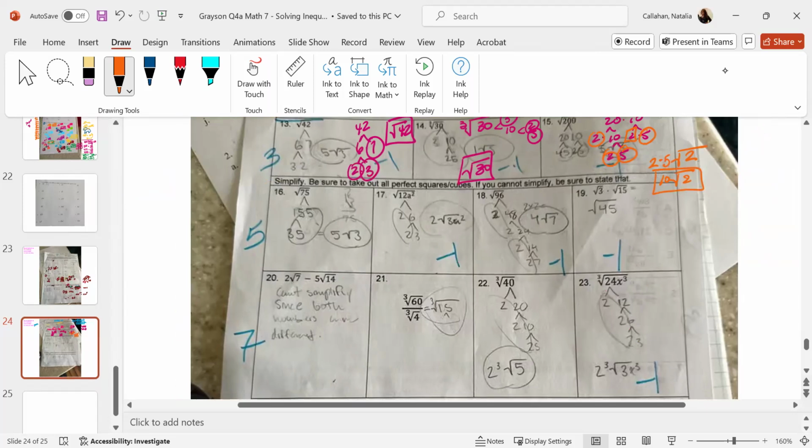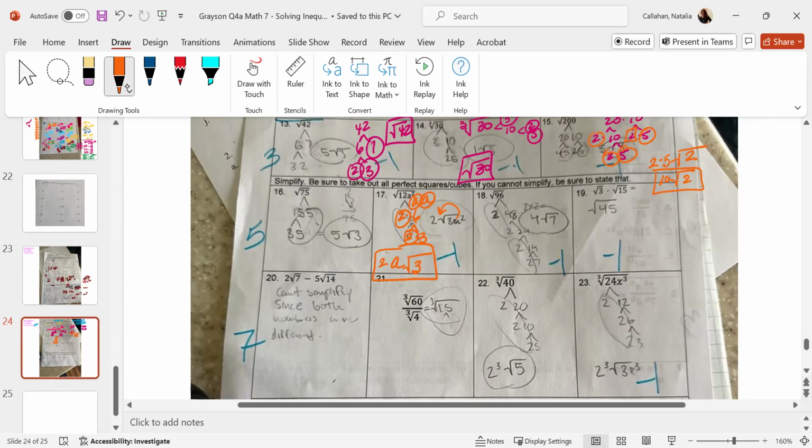Okay, number 16. Did you get it right? I think you got it right. Yes, okay. This one. 2 times 6, 2 times 3. Do you see the 2 of a kind right here? 2 goes on the outside, 3 goes on the inside. Do you see that a squared? There's 2 a's. So a comes outside. That's your answer. Do you see that? This right here needs to be out. You can't just keep that in there.